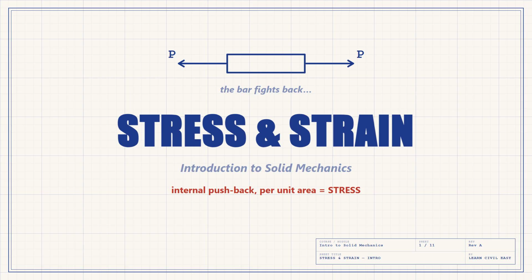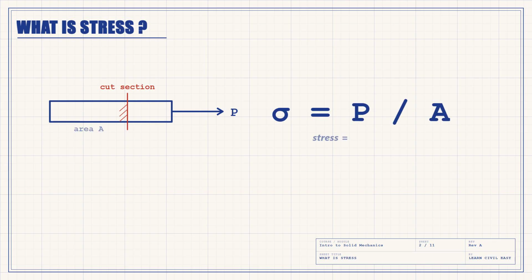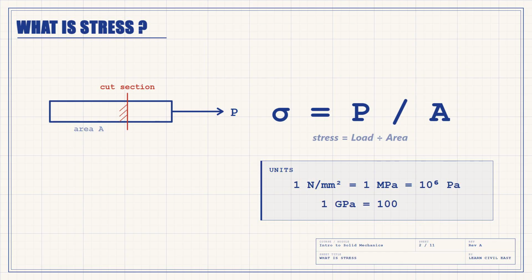By the end of this short class, you'll be able to tell apart normal, shear and bearing stress, and normal and shearing strain. So pick up your pen and let's draw it out together. When we load a body, internal forces appear to resist that load. Cut the bar at any section, and the resisting force spread over that face per unit area is the stress on that section. Stress equals load divided by area. Sigma equals P over A. Simple, but everything flows from it.